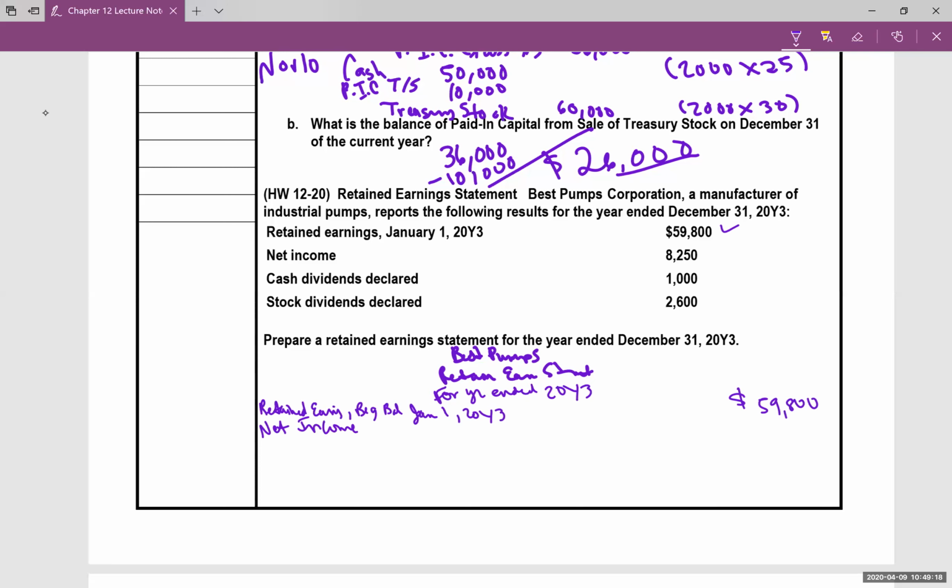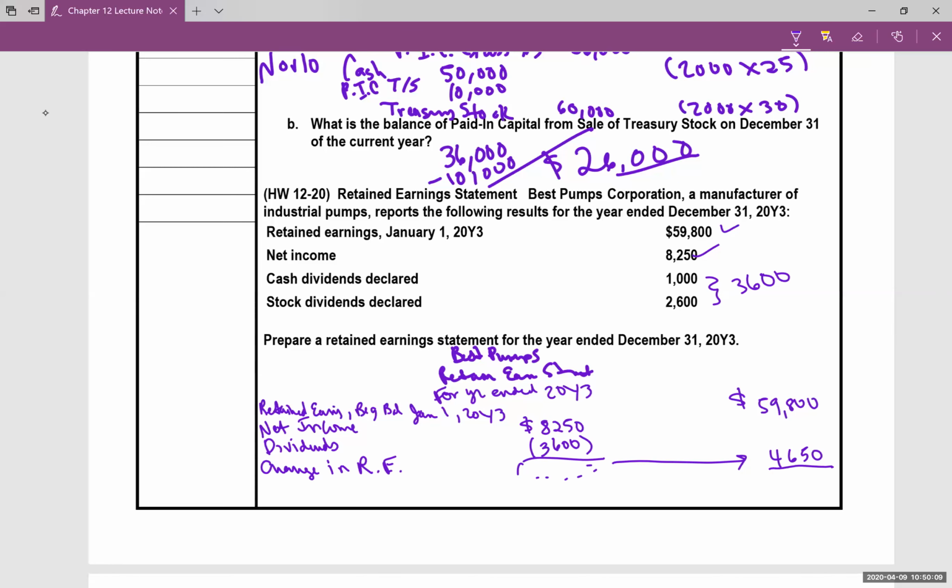Then we add to it any net income or subtract net loss. Okay, so net income is, I'm going to set up a new column right here, 8,250. That's a plus. Then we're going to subtract the dividends. So actually adding these two numbers together, we have 3,600. And then this next line is change in retained earnings. And you'd think we'd put it here, but we're going to do 8,250 minus 3,600. That number is 4,650.